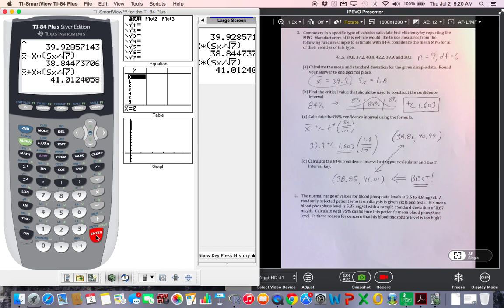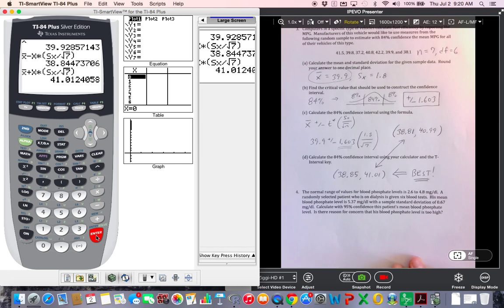All right, so number 4 says the normal range of values of blood phosphate levels is 2.6 to 4.8. A randomly selected patient who is on dialysis is given 6 blood tests. His mean blood phosphate level is 5.37 with a sample standard deviation of 0.67. Calculate the 95% confidence interval for this patient's mean blood phosphate level. Is there a reason for concern that his blood phosphate level is too high?